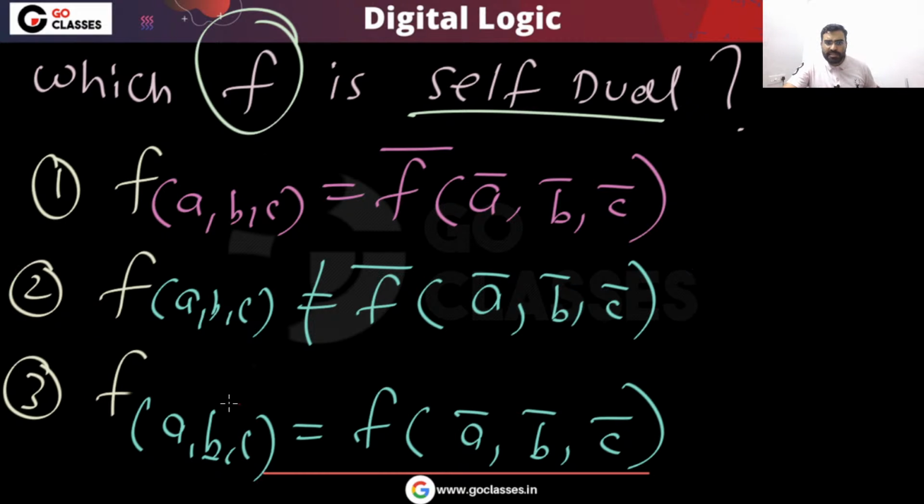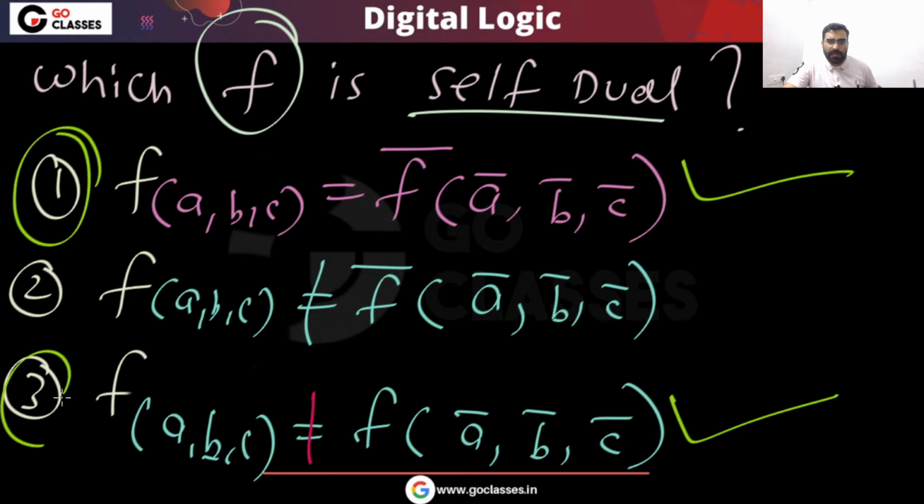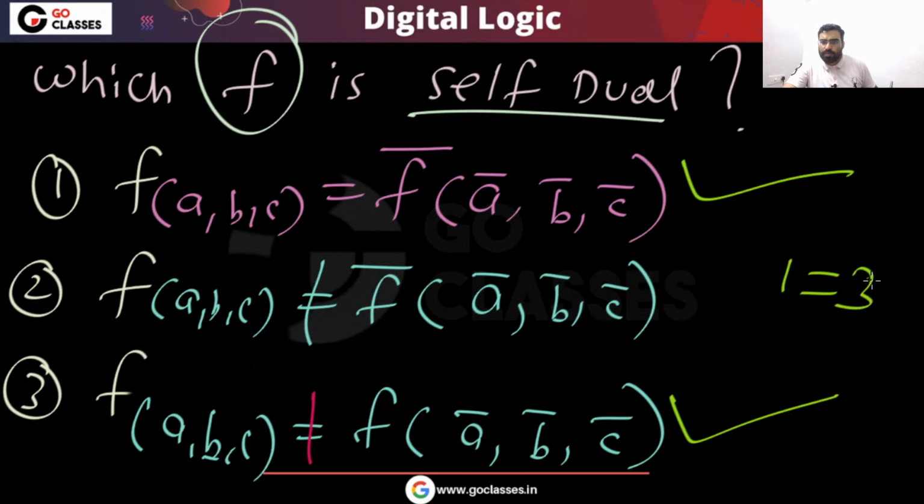Remember, self dual function is this. For example, if I do this, now this will become self dual. Now what is the answer? Now this will become self dual, and these two are the same. The first and third are actually the same. Option 1 is the same as option 3. Again, this is not self dual.